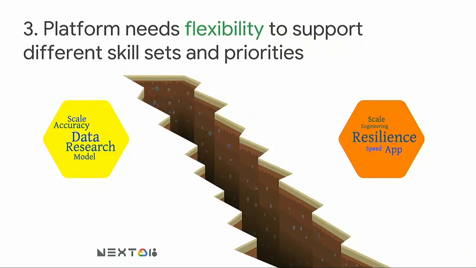The third thing is that whatever platform you use needs to be flexible. And the reason it needs to be flexible is that your skill sets and priorities on the training side are very different from the skill sets and priorities on the inference side, right? On the training side, who's doing the training? It's going to be your data people. And what do they care about? Data, number one. But they also care about things like accuracy.